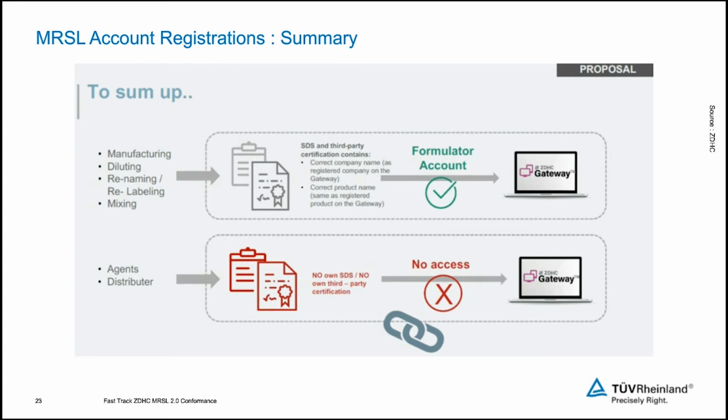because there's a reason behind. They need to create a new safety data sheet. If they are following one of these actions, they have to create their own safety data sheet so they can have a third-party certification. Agents or distributors which are only selling or reselling chemical formulations or chemical products cannot have chemical gateway access.